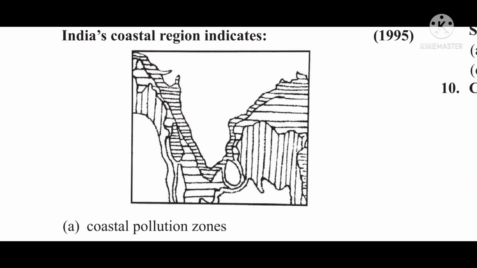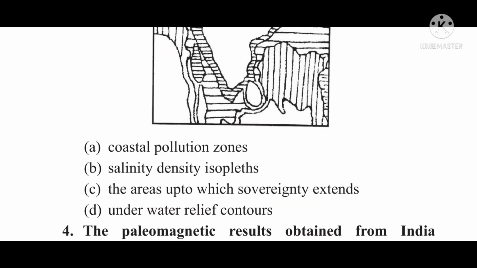In this figure, we see some lines in the coastal region of India. These lines are called contour lines. Contour lines are nothing but imaginary lines joining equal heights. Since the lines are under the water, it is indicating underwater relief contours. So the answer will be option number D.